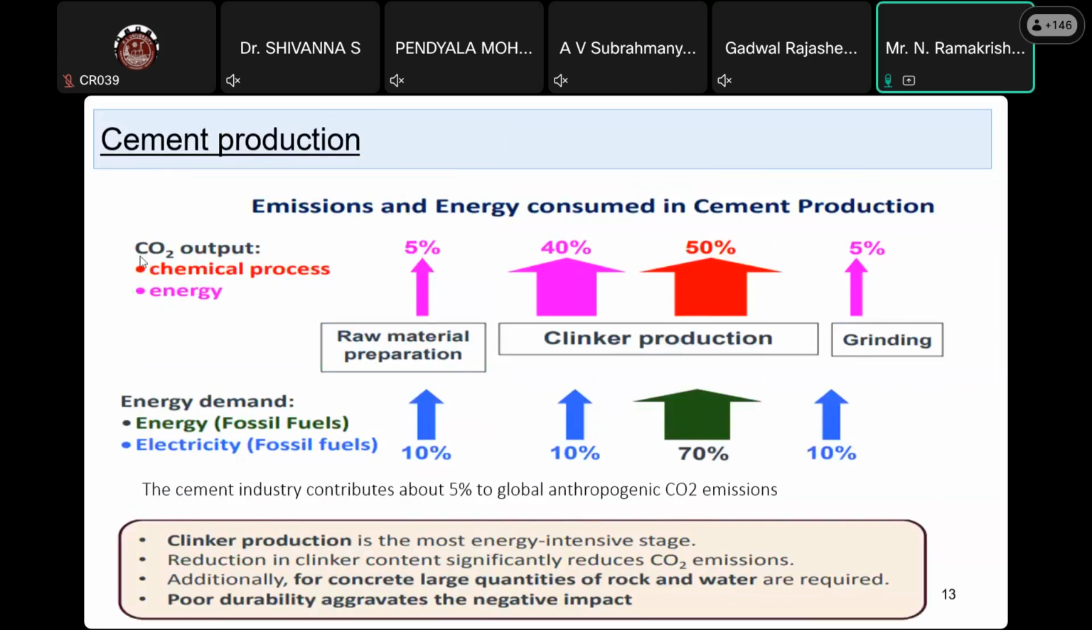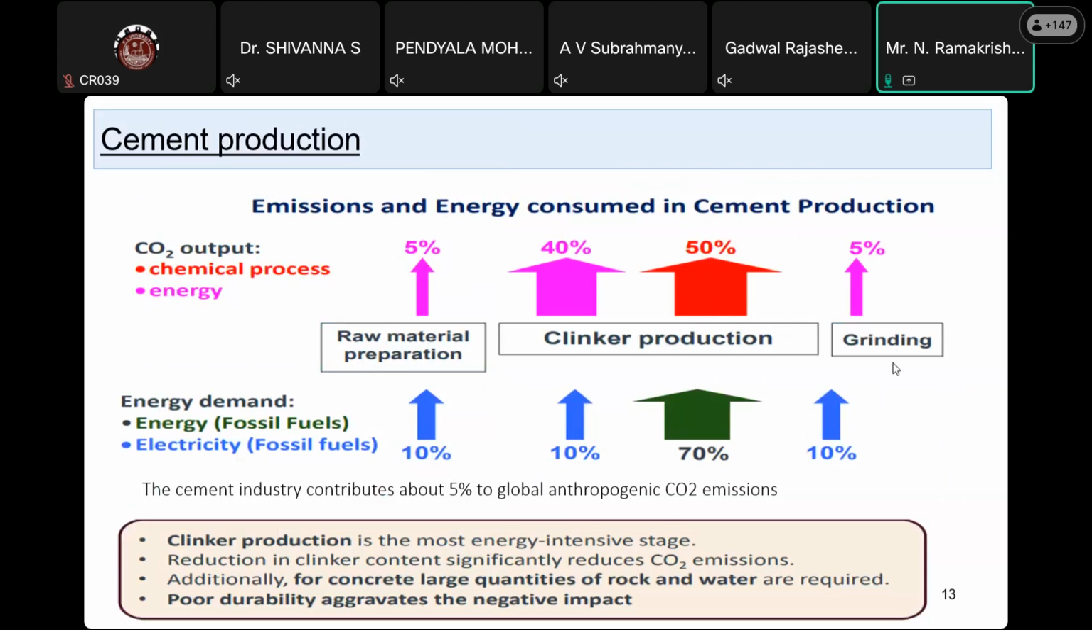So you can see here CO2 output and energy demand. In this case, the red one is the chemical process, and the pink one is energy consumed, energy used for the CO2 output. So you can see raw material preparation. During the cement production, you have raw material preparation, and the process can be a dry process or a wet process, right? In the clinker production, where more energy is consumed, you can see 40% is energy, and during the chemical process, 50%.